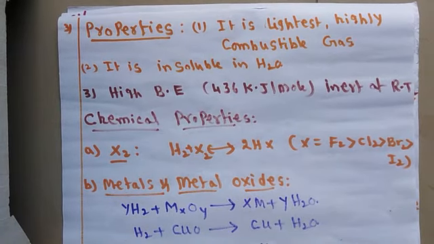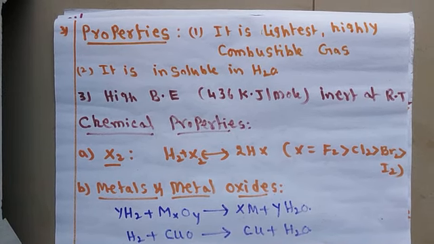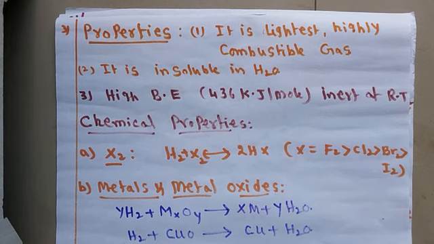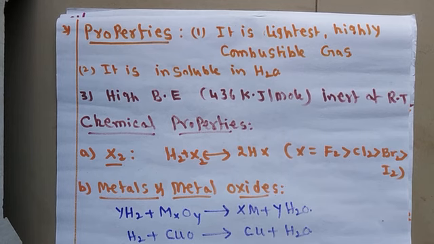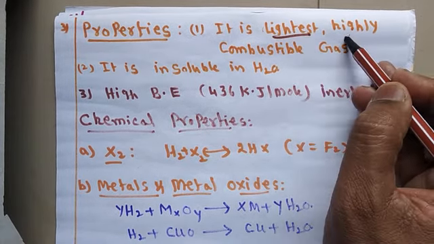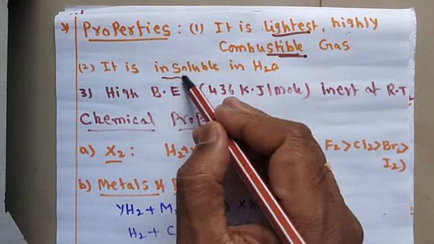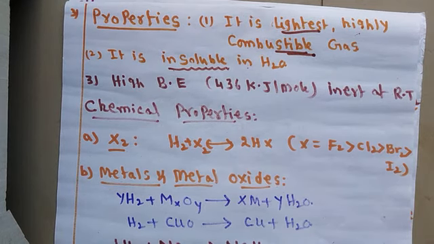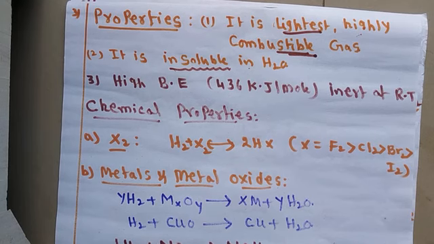So hydrogen is colorless, odorless and tasteless. Also, it is a highly combustible gas, as well as the lightest gas, children. That's why it is the lightest and a combustible gas. And also it is insoluble in water. So these are especially the physical properties of hydrogen, children.